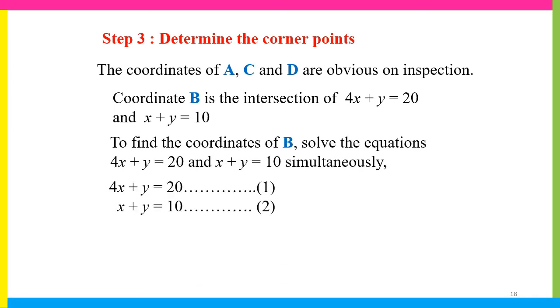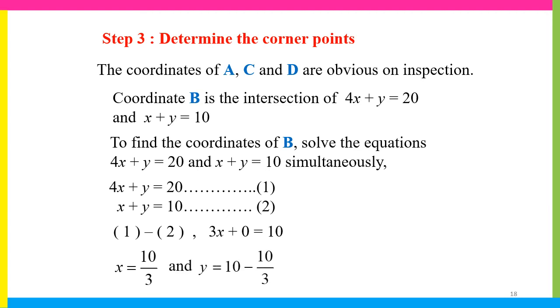So equation 1 minus equation 2: 4x minus x is 3x, 3x equal to 2, so x equal to 2 over 3, and y is equal to 28 over 3. So we have the coordinates for point B. After that, we find the results for the objective function. So we have 4 points here.